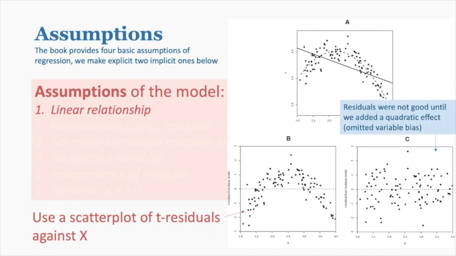So it's good to see here that the residuals were not good until we added the quadratic effect, which is due to this omitted variable bias. So if you see something this stark, it definitely means that there's a quadratic effect going on. One of the issues, though, is that it's usually not this strong of an effect. You usually don't see it this clearly.